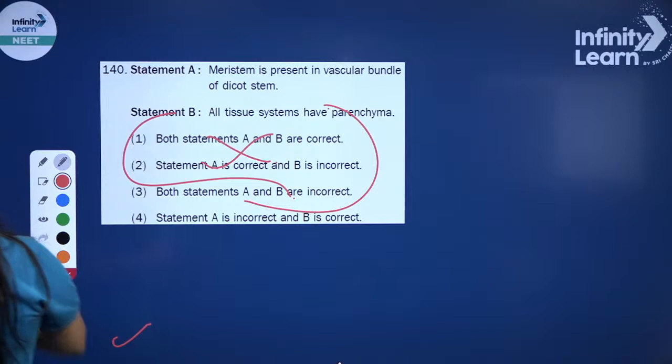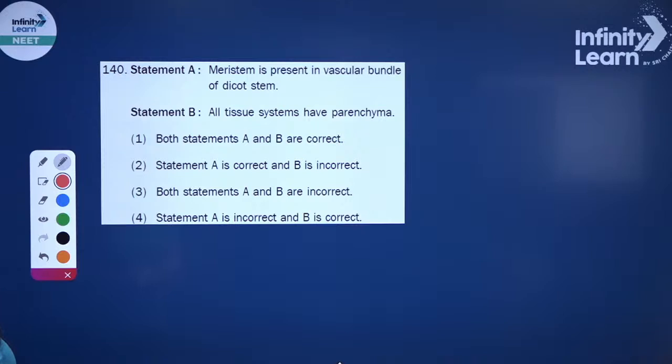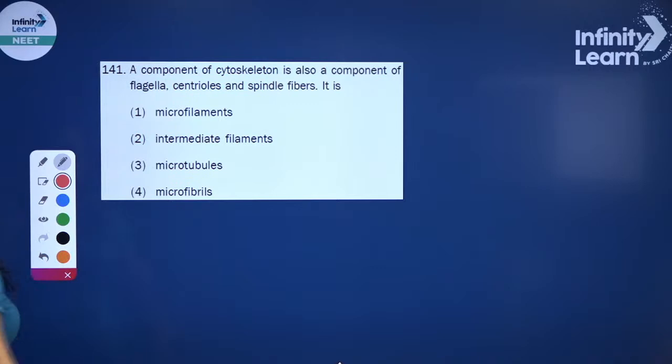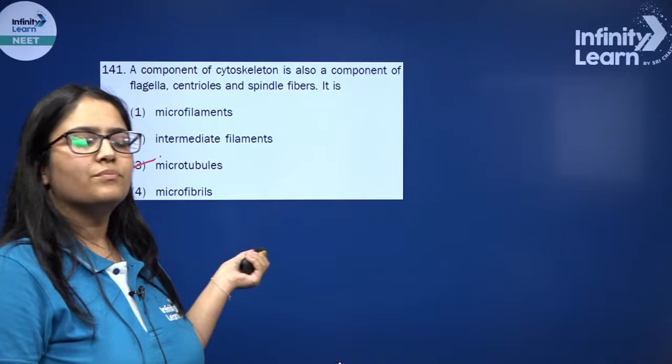Statement A: Meristem is present in vascular bundles of dicot stem. Yes, remember, meristem is present in the vascular bundles of dicot stem in the form of cambium, intrafascicular cambium. That's right. All tissue systems have parenchyma. So both the statements are correct here. Next question. A component of cytoskeleton that is also a component of flagella, centrioles, and spindle fibers is none other than microtubules. This is pretty simple, right, guys? Next question.